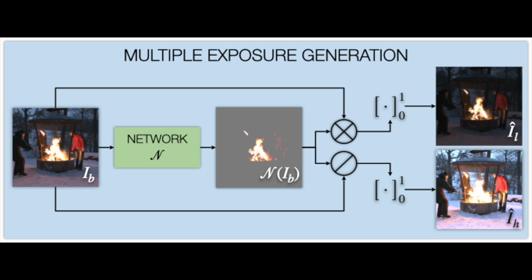This process can be repeated to the estimated lower and higher exposure frames. Finally, when we have predicted all exposures that we need, we can merge them using classic bracketing merging algorithms.